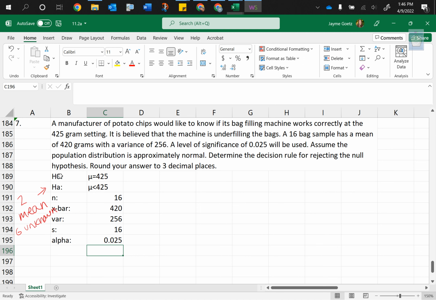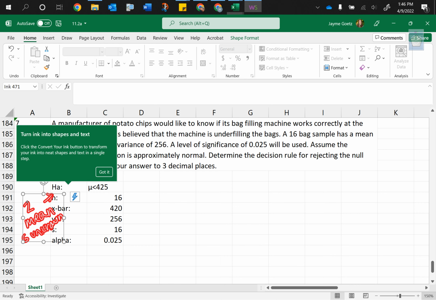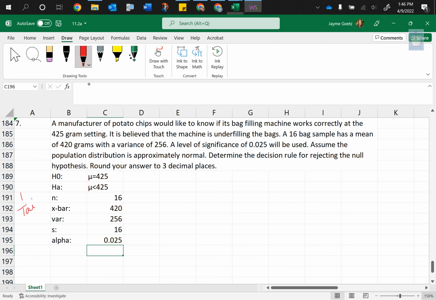Okay, so from this problem, I got my null hypothesis of the mean is 425. The alternative is that it's less than 425. My sample size, my sample mean, my sample variance, and then I went ahead and found the sample standard deviation quick, and then my alpha. From this alternative hypothesis, we can say that this is a one-tailed test, and it's pointing to the left, so that's actually going to be a left-tailed test, and still my sample standard deviation is known, so my sigma is unknown.